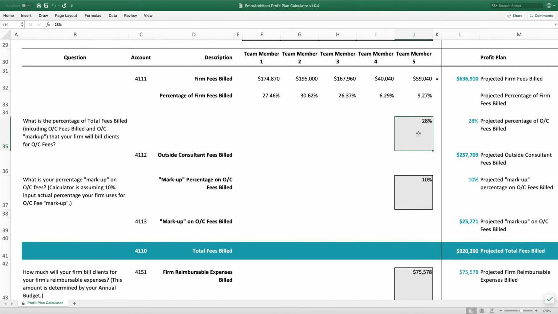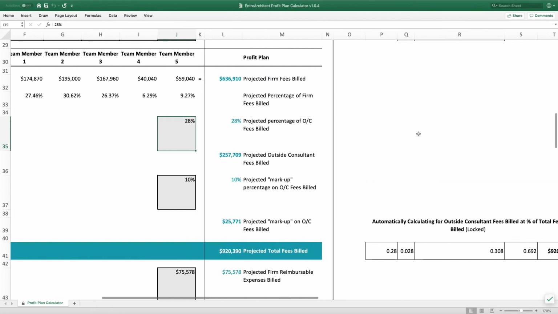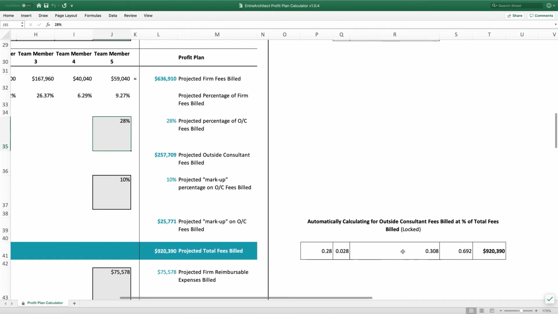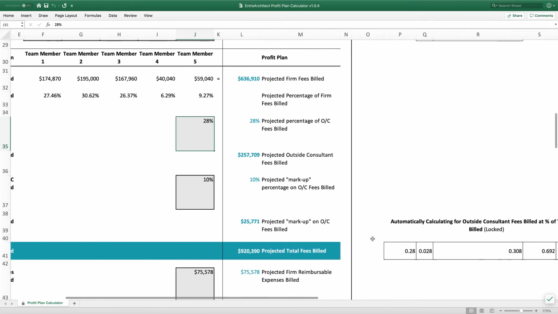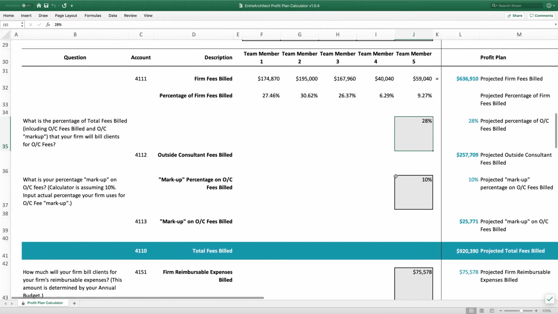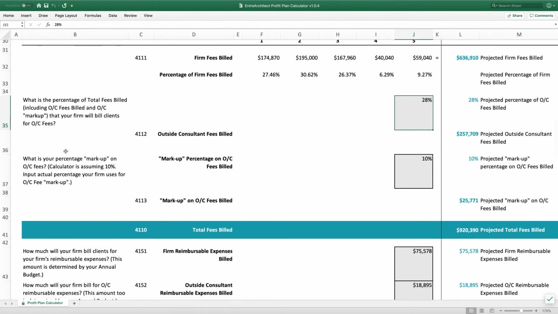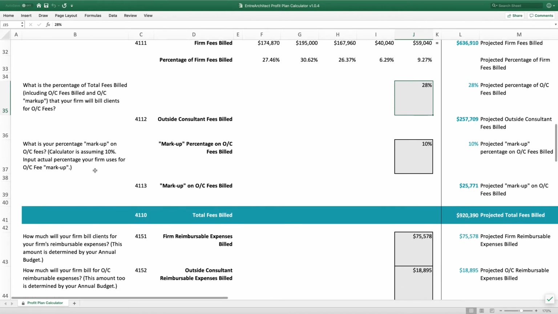That math is happening automatically too. There's no algebra needed here with the calculator, but if you wanted to see it, it's happening right over here. It's happening automatically for outside consultants. And if you plug in 28%, it's going to automatically do that algebra for you and give you your projected outside consultants fees billed here of $257,709. Next question is, what is your markup, your percentage markup on outside consultants fees?